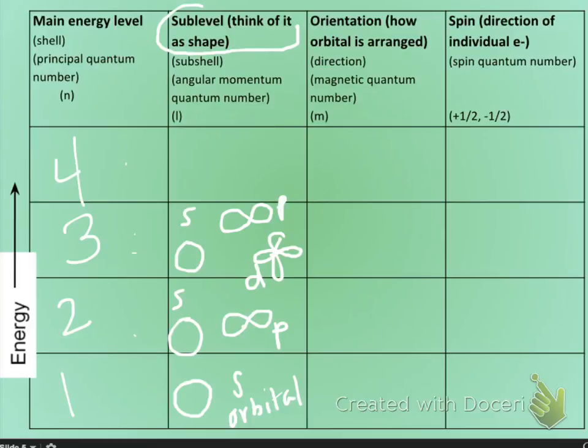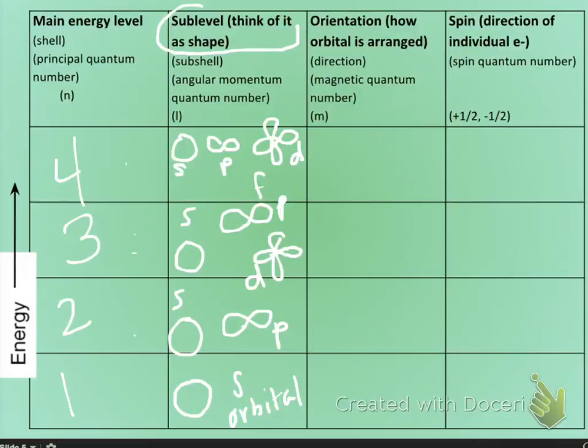So on the fourth main energy level, we have our S, we have our P, we have our D, and we have our F. I'm not drawing it. Do you notice that? I'm going to show you why in just a second.